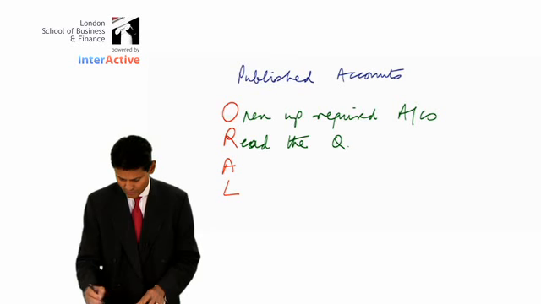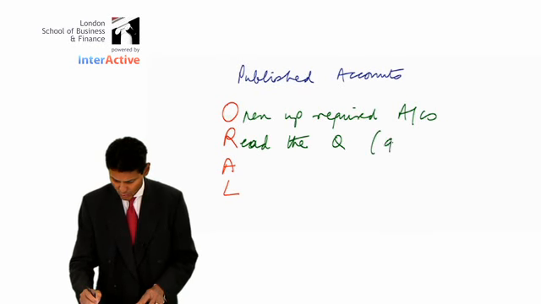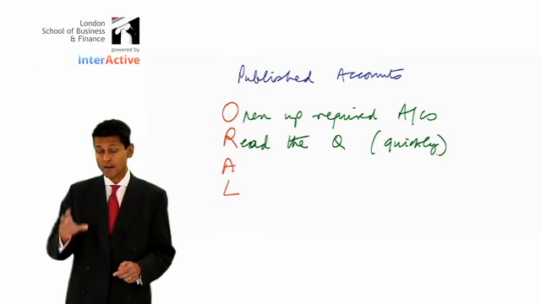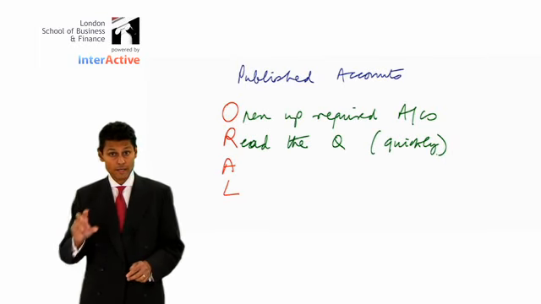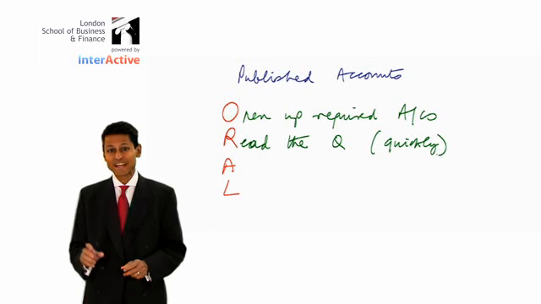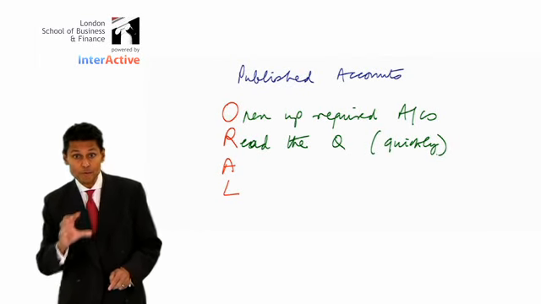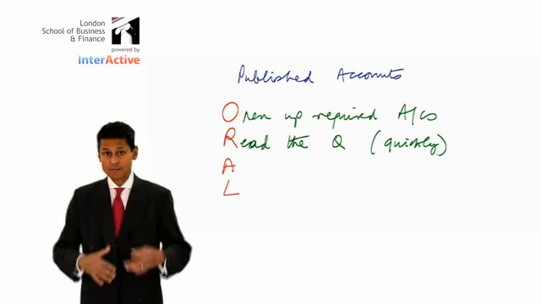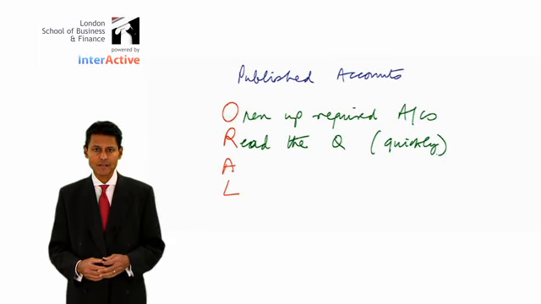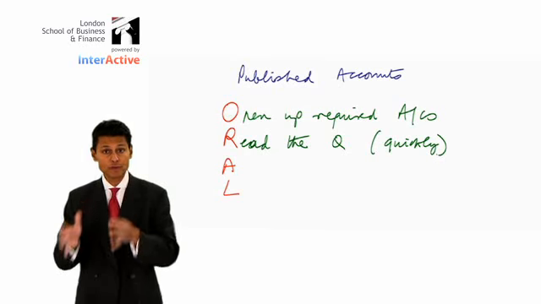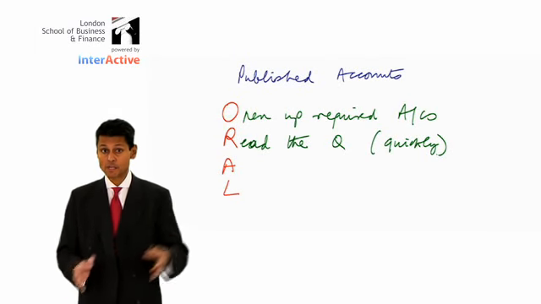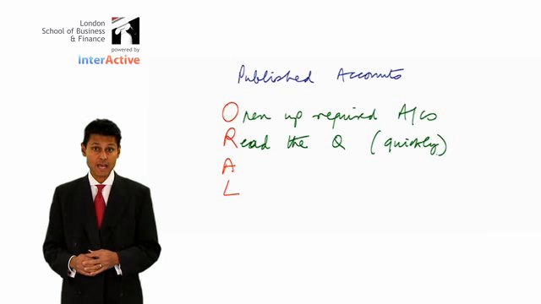read the question, I would say quickly. As you read the question quickly, you are focusing on the need to do earnings per share in a few minutes. And so obviously you've got to be careful with the number of shares, that kind of thing. So open up your required accounts, then read the question. And as you're reading it, you're much more focused on what the requirements are. So if they ask you to do earnings per share, you're looking at things like the number of shares.